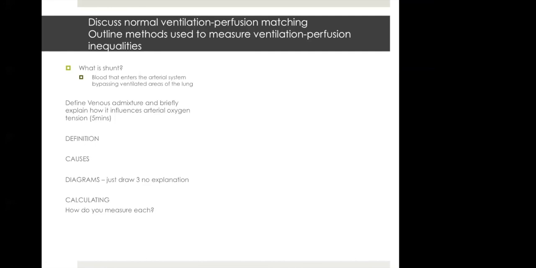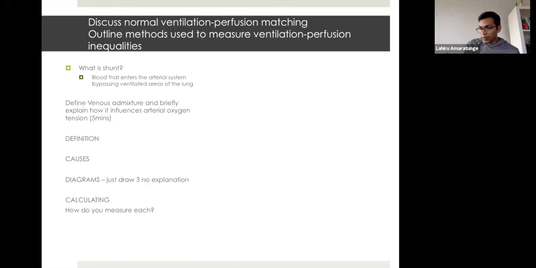Pre-shunt is physiological: bronchial venous blood or Thebesian circulation veins. Pathological, you mentioned. Keep going. Okay. And then you've got functional shunt as well.